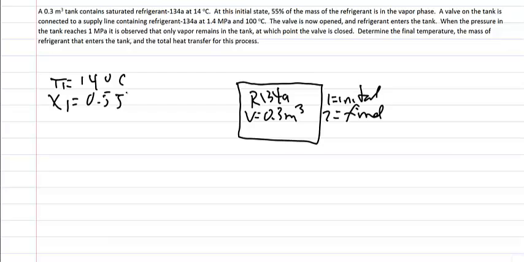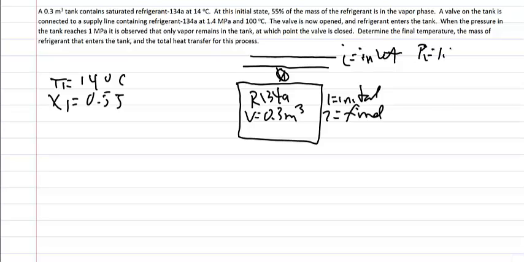Further, we're told that there's a valve on top of this tank that is connected to a supply line, and this supply line is the inlet to the tank. So I is the inlet, and we're told that the pressure at the inlet is 1.4 megapascal. So PI is 1.4 megapascal. We're also told that the temperature of this inlet stream is 100 degrees Celsius.